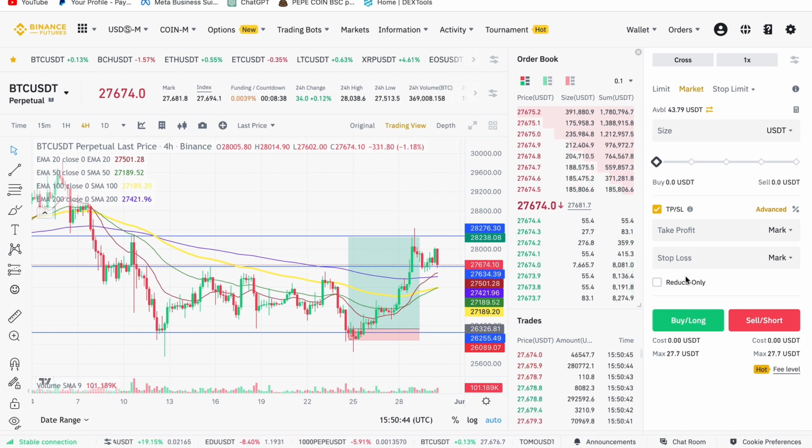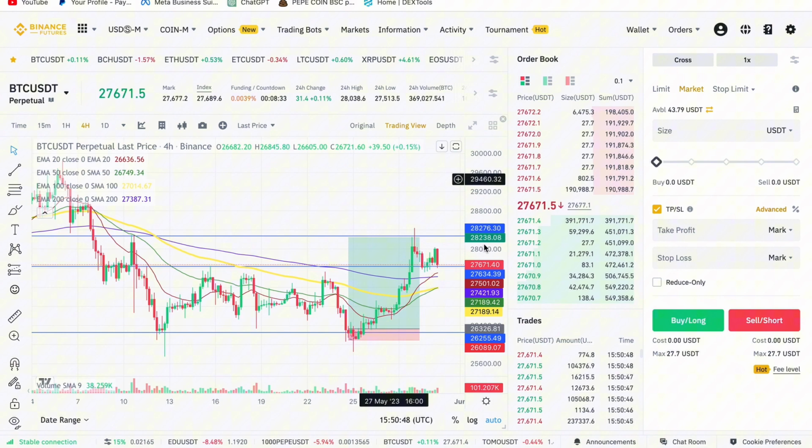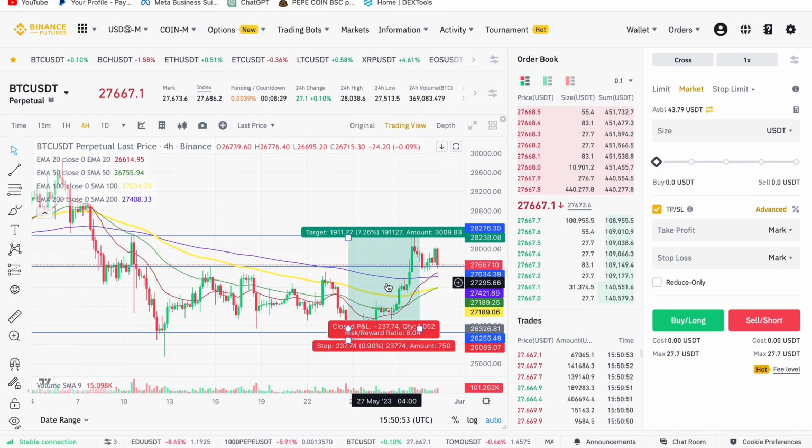So this is just one of my friends' accounts that I'm using. You know my account, I don't show it, so I'm going to show you how to add these things so that you can also have a perfect reward ratio anytime that you enter a trade.